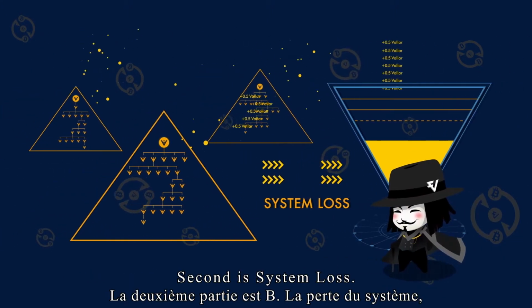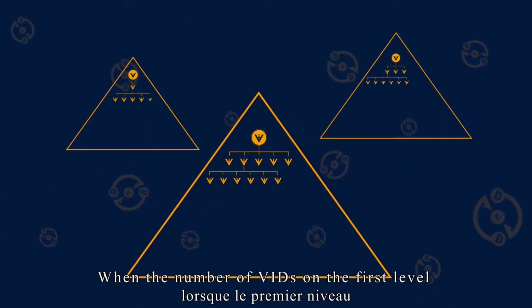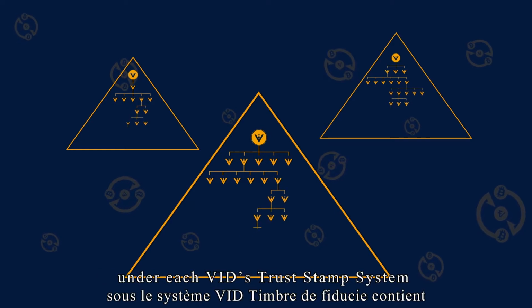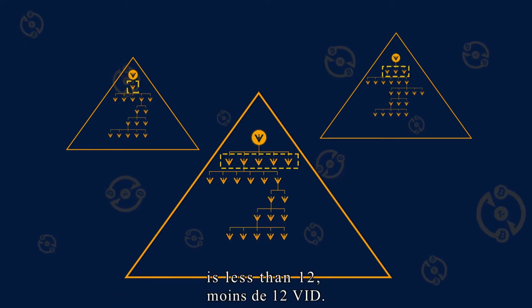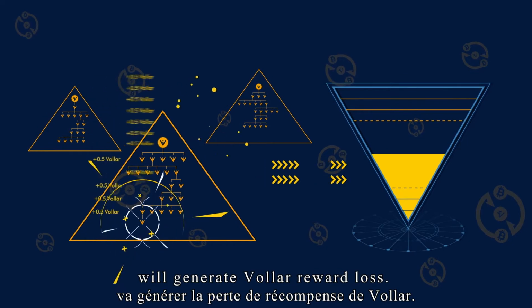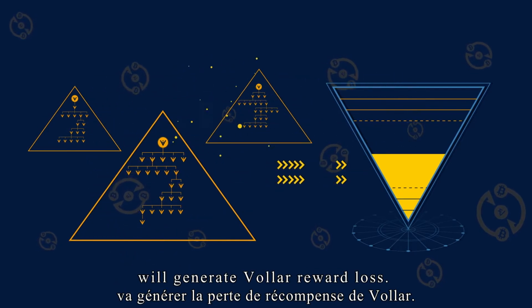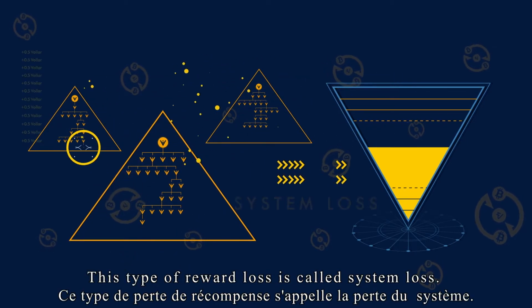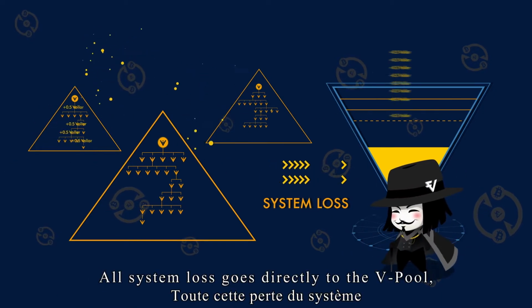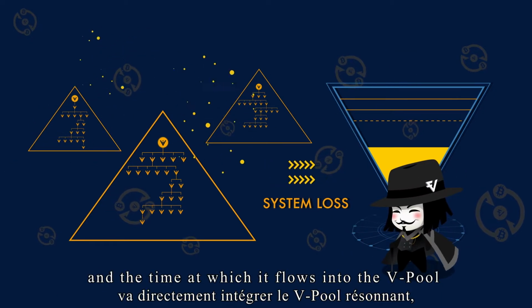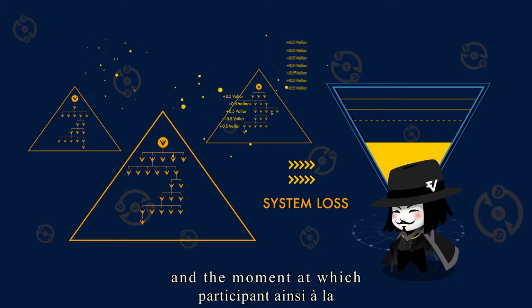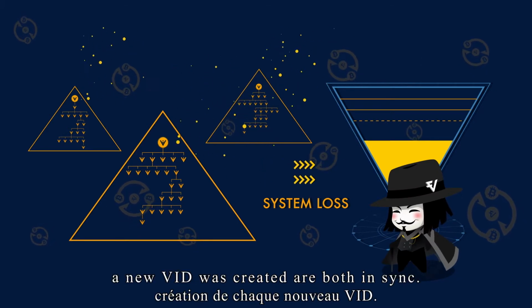Second is system loss. When the number of VIDs on the first level under each VID's trust stamp system is less than 12, the newly created VIDs will generate Vollar reward loss. This type of reward loss is called system loss. All system loss goes directly to the V-pool, and the time at which it flows into the V-pool and the moment at which a new VID was created are both in sync.